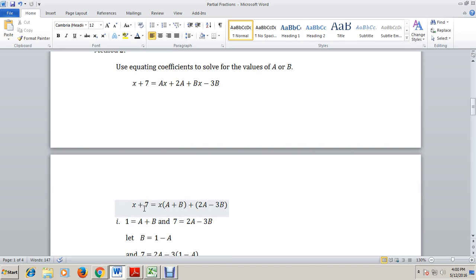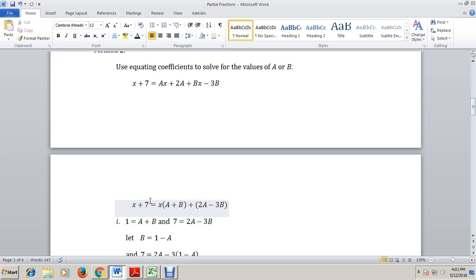So doing that, we have x plus 7 is equal to x times a plus b, plus the group of the other remaining expression, we have 2a minus 3b. So essentially, if you're going to look at the right hand side and the left hand side of this equality, by equating coefficients, a plus b serves as an equal coefficient for the coefficient of x here on the left hand side of the equal sign. Since obviously the coefficient of x here is equal to 1, that is 1 is equal to a plus b.